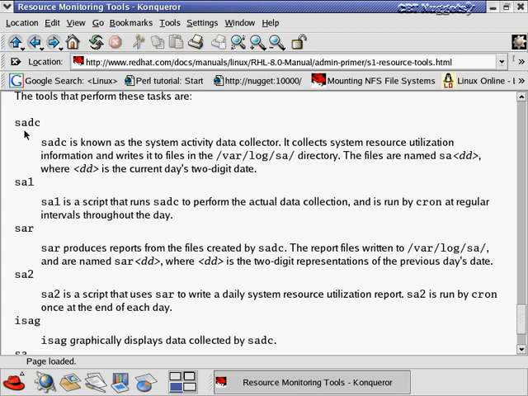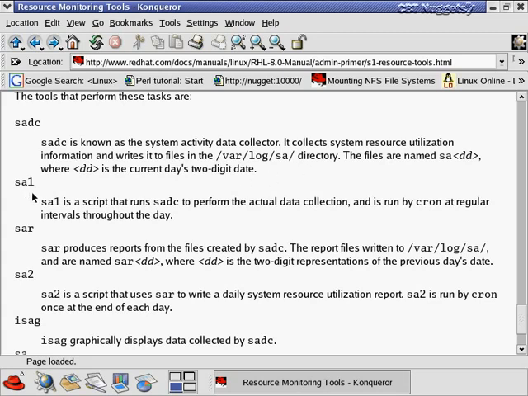And basically what you're doing is, let me just go through what all the different parts are. SADC is known as the System Activity Data Collector. It collects resource utilization information and writes it to files in /var/log/sa. Those files are named saDD, where DD is the date of the month. So if it's the 3rd of the month, it would be sa03, for instance. Okay, so then the logs sort of just recycle naturally. All right, so you only have a maximum of like 31 logs for this particular program.